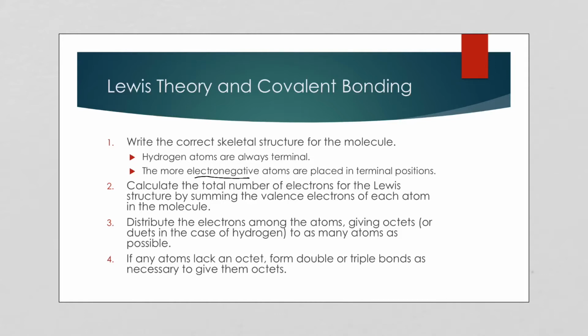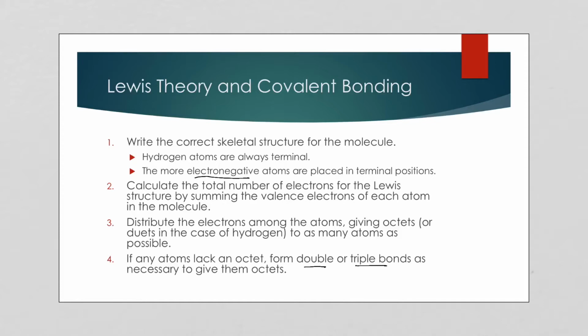Oftentimes, we'll follow these rules, everything will have an octet, and everything will be happy. Other times, we may not have enough electrons to give all the atoms an octet. This is where we invoke multiple bonding. The key here is we don't want to just give multiple bonds for the sake of it. We only want to use them when they are necessary to satisfy the octet. So we don't want lots and lots of multiple bonds if we don't need them. That's why we put them in last.